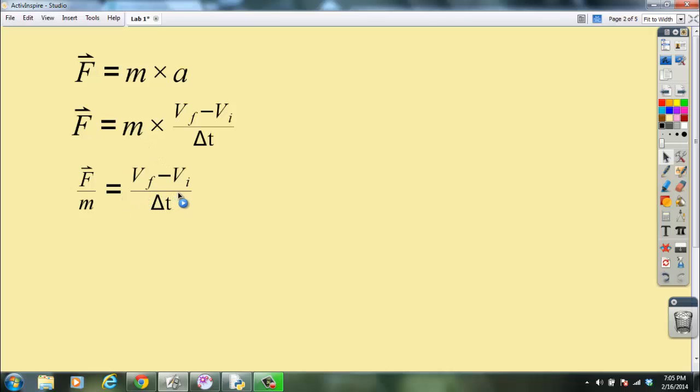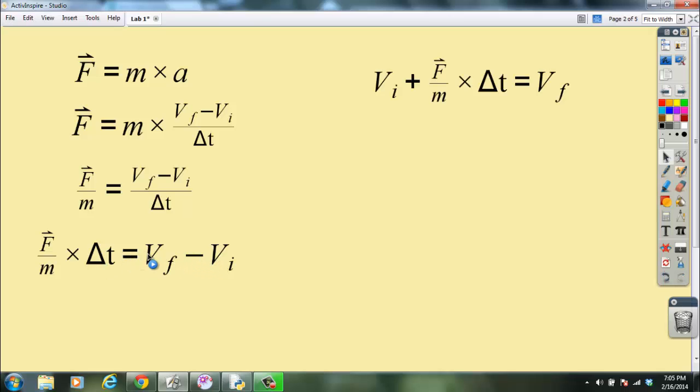I want to apply some further algebra and multiply both sides by delta t. And then the next move I'm going to make, I'm going to add the initial velocity to both sides. So I get initial velocity plus force divided by mass times delta t equals the final velocity.